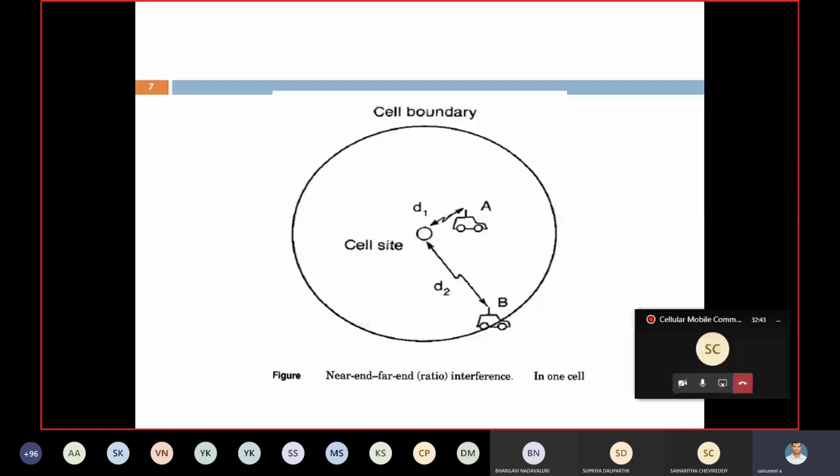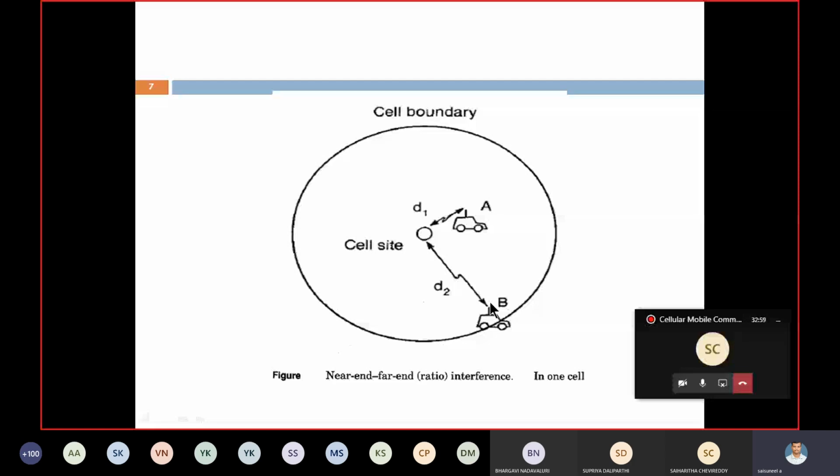Near end, far end: two different types of signal strengths. For the near one, we are getting more signal strength. For the far one, less signal strength. That is for one cell. Next, we go to the second type of near end far end interference, which is in cells of two systems.